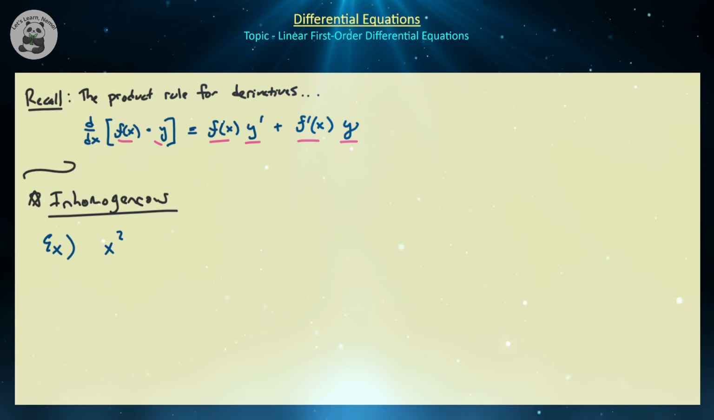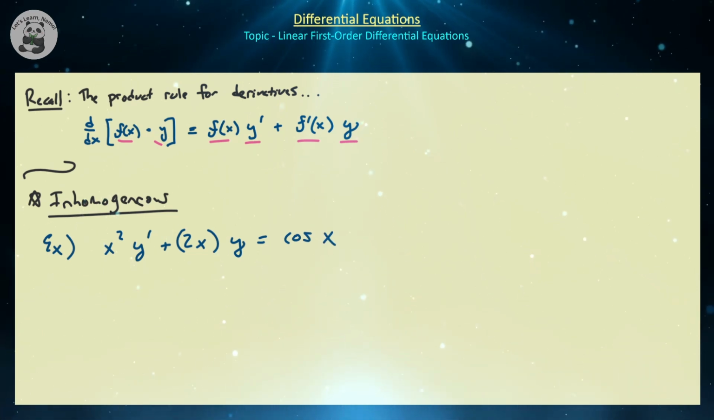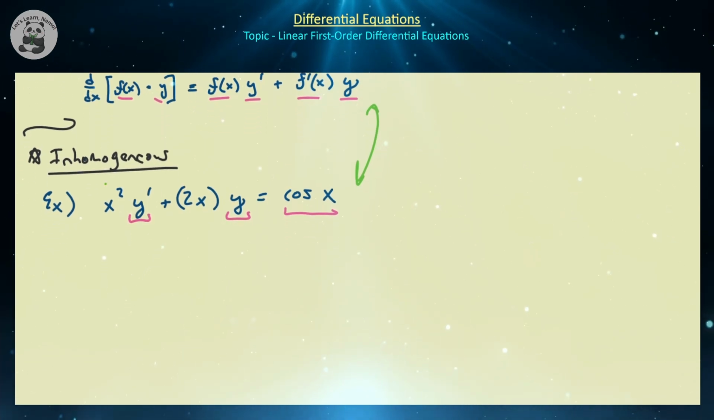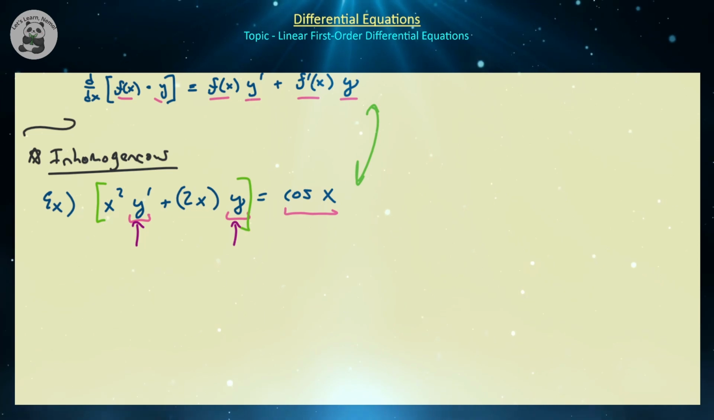So let's assume that we have x squared times y prime plus 2x times y is equal to cosine of x. So this is obviously a first order linear non-homogeneous differential equation. Therefore, we should be able to solve it. At least that's my claim. So do you see anything similar between the product rule and this inhomogeneous differential equation, in particular the left-hand side? You should, because notice that y prime is the derivative of y, and 2x is the derivative of x squared.